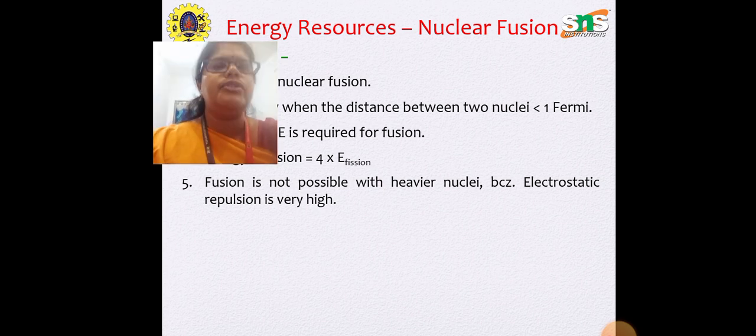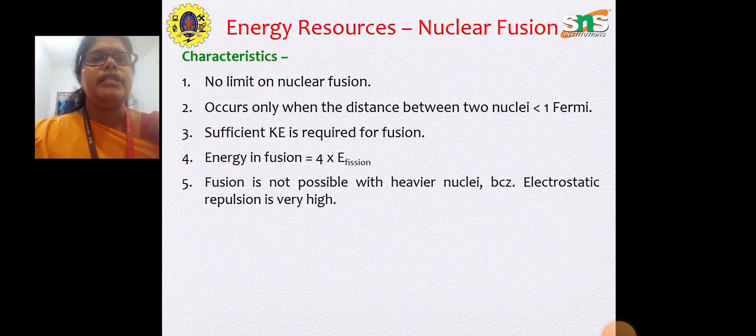There are certain characteristics of the nuclear fusion reaction. That is, there is no limit on the nuclear fusion reaction. It occurs only when the distance between the two nuclei is less than 1 Fermi. So the distance between the two nuclei must be very small for the nuclear fusion reaction to take place.